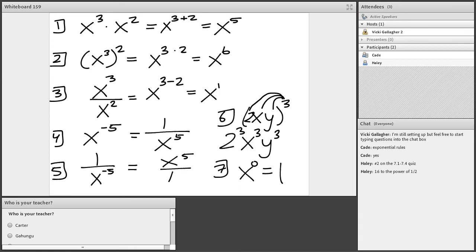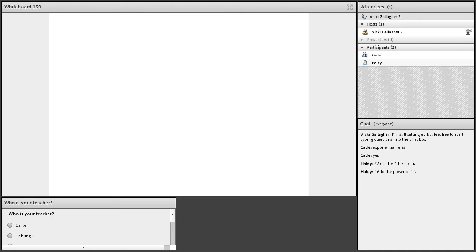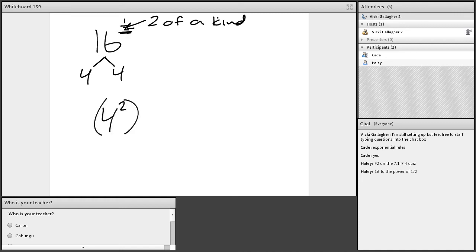All right. Okay, so let's do that problem. It is 16 to the power of 1/2. On these problems, when you have a number to a fractional exponent, you're going to do a factor tree on the number. Since my exponent is 1/2 with a 2 on the bottom, you're looking for 2 of a kind in your numbers. So I would change 16 to 4 times 4, which is 4 squared, which is 2 of a kind. And so I would change the 16 into a 4 squared.